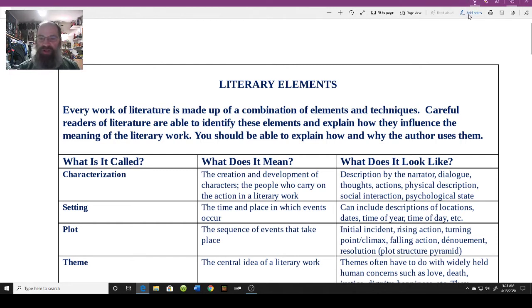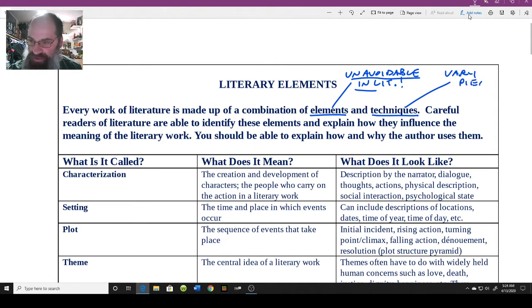you've got two terms here, elements and techniques. The difference is this: elements are unavoidable in lit. Unavoidable. You cannot have literature without these elements. If these elements are not present, you don't have literature. They're unavoidable. Literary techniques vary piece to piece.